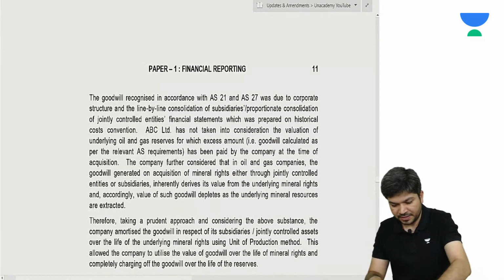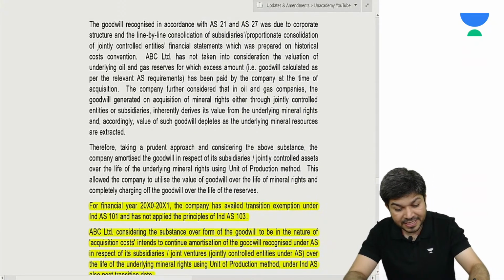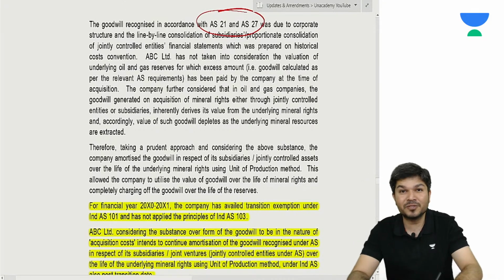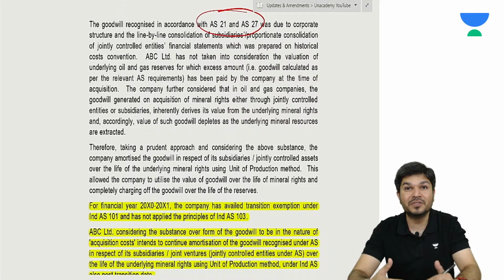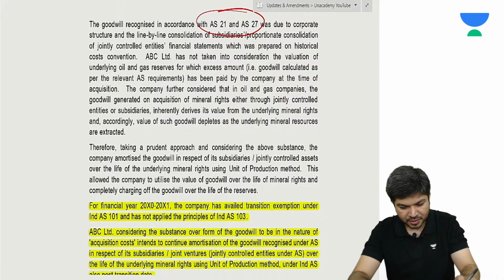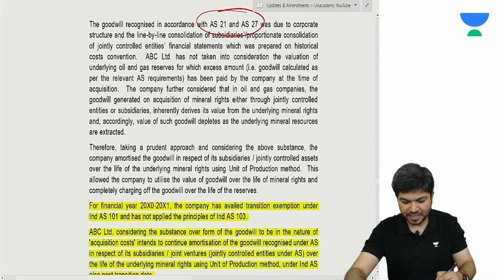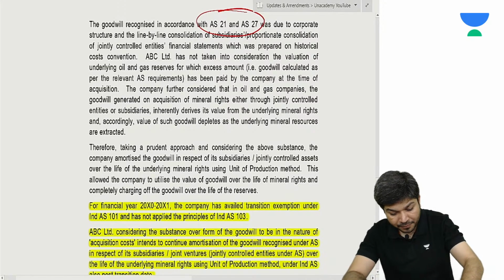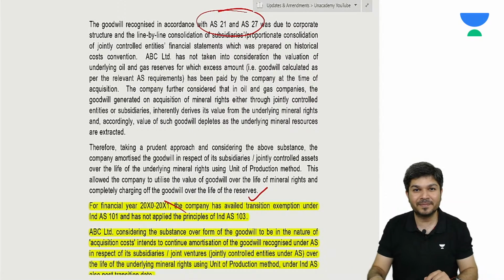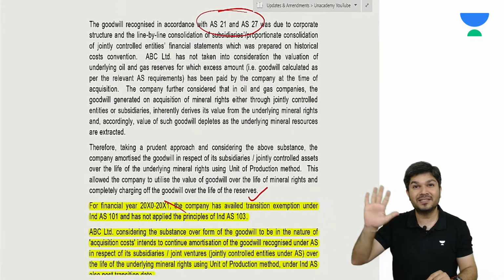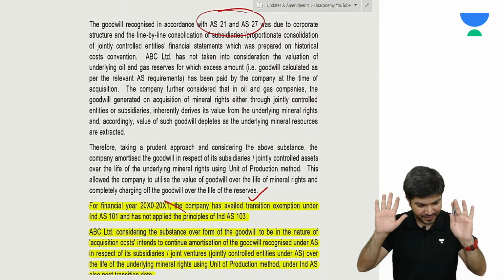Now, pay attention. The goodwill recognized in accordance with AS21, AS27. AS21 is basically your consolidated financial statement. AS27 is how to account for JV in your CFS. And if you recall, under AS27, the JVs are accounted by proportionate consolidation method. Okay. So we had some goodwill which has been recognized. Now, you have availed a transition exemption. So whenever you are transiting to Ind AS, whatever goodwill was there under old books, you can continue the same. Do you remember this? Whatever goodwill was there as per AS, you can continue the same. Okay? Pay attention.